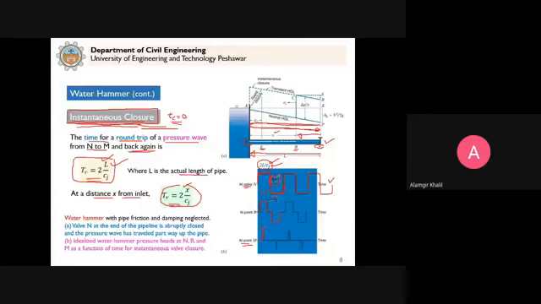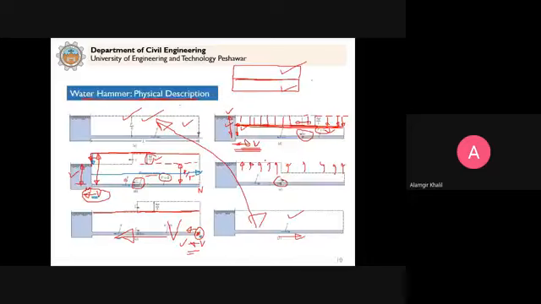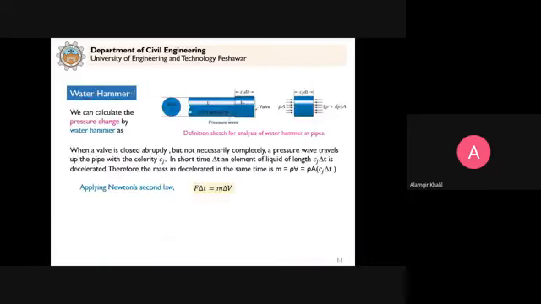Now let me quickly derive the formula for how to calculate this, then I will take a break. I already explained, so this should not take much time before I take a break. In this case, we can calculate the pressure change by water hammer. We consider a valve that is closed abruptly but not necessarily completely. When you close the valve partially, the fluid is still flowing with a velocity v2 less than v. If you completely close the valve, v2 will be 0.